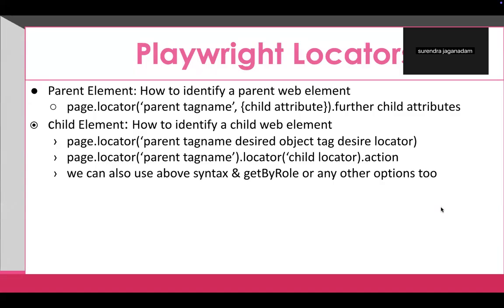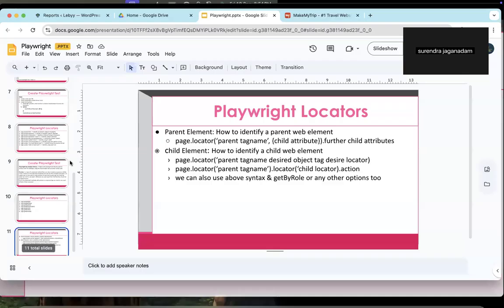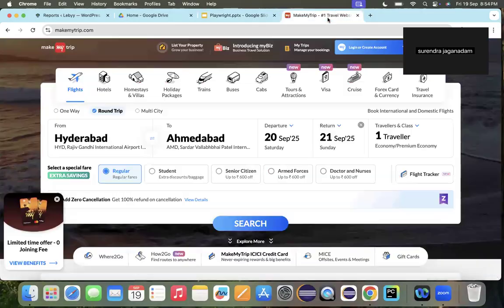So, guys, as part of this session, we are going to talk about how exactly we can identify an element based on its parent or based on its child. Let us see a simple example. So, what exactly are a parent and a child? Let us see some details about this.